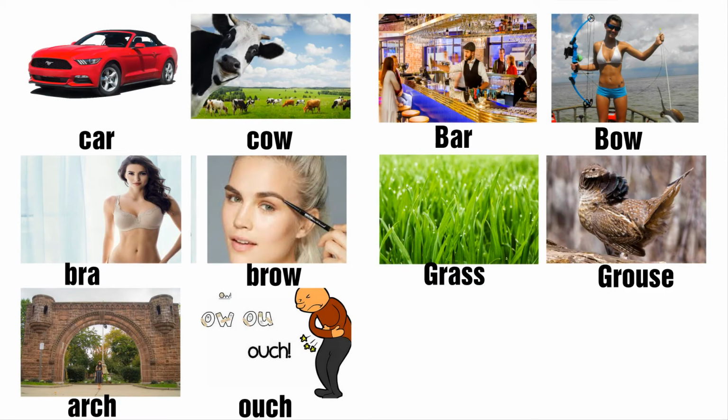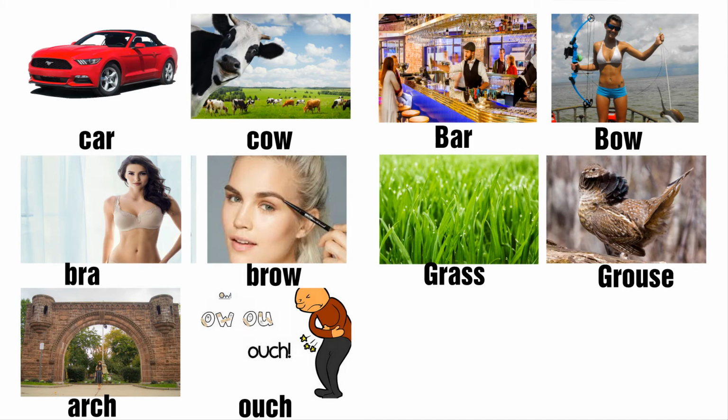Two C. It's the best car. It's the best cow. It was a long bar. It was a long bow. Her bra was wrinkled. Her brow was wrinkled. There's beautiful grass here. There's beautiful grouse here.